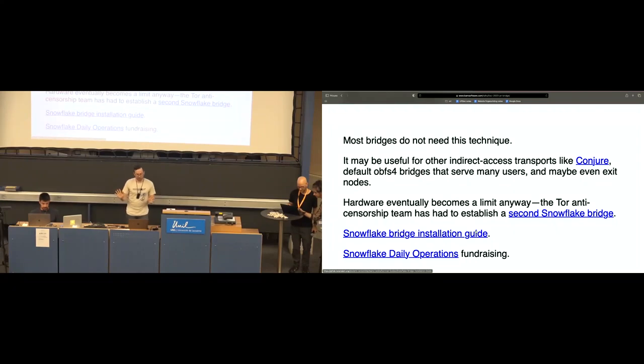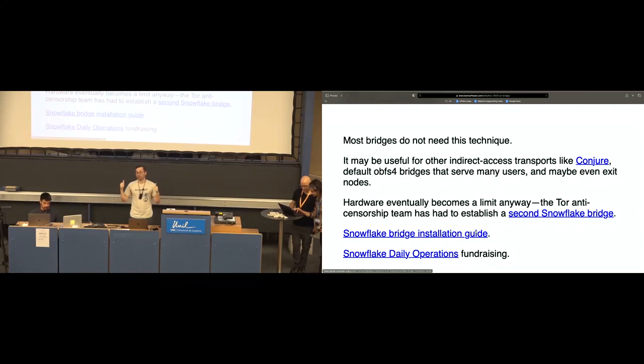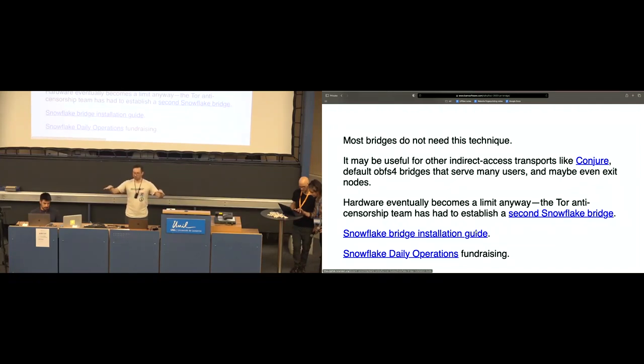Even with this, it can't solve everything. Eventually, hardware becomes a limit. I showed you the CPU and RAM graph of the one bridge. We actually have a second Snowflake bridge now. So even with all these tricks and optimizations, we still need to start scaling horizontally.